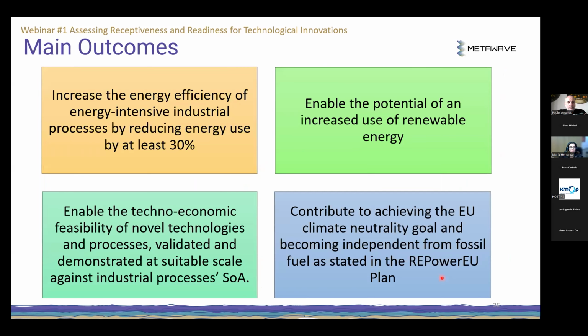So the main outcomes are to increase the energy efficiency of the energy industrial processes by reducing energy usage by at least 30%, to enable the potential of an increased use of renewable energy, to enable the techno-economic feasibility of novel technologies and processes validated and demonstrated at suitable scale against industrial processes state-of-the-art, and to contribute to achieving the European Union climate neutrality goal and becoming independent from fossil fuel as stated in the REPower EU plan.